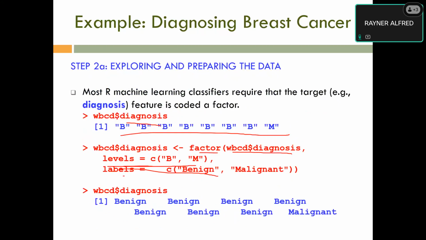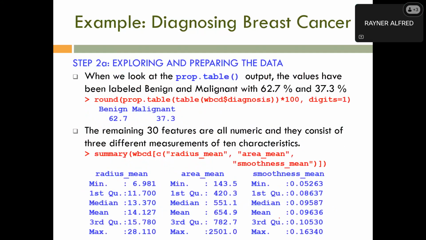Okay, so this is just converting your diagnosis to be benign and malignant. So now we have this as your label. So no longer B, but benign. Okay, now we look at the proportion of data that we have. We can use this proportion.table, and then we look at the percentage here. So how many percentage belong to benign and how many percentage belong to malignant.